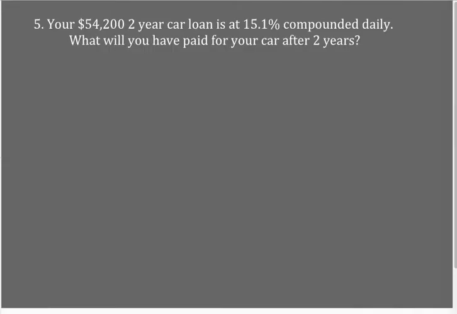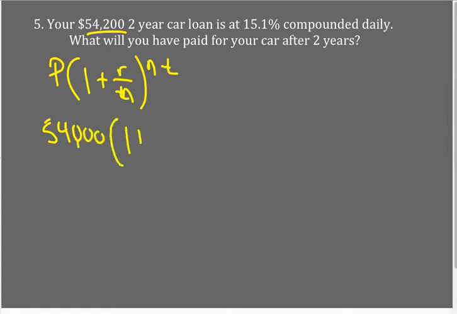Hang with me. A $54,000 two-year car loan is at 15.1% compounded daily. What will you have paid for your car after 2 years? So principal plus rate over number of times, times years. So 54,000, 1 plus your interest rate as a decimal, 0.151, compounded daily. Daily means 365 days a year. So it's going to be 365 times 2 years.